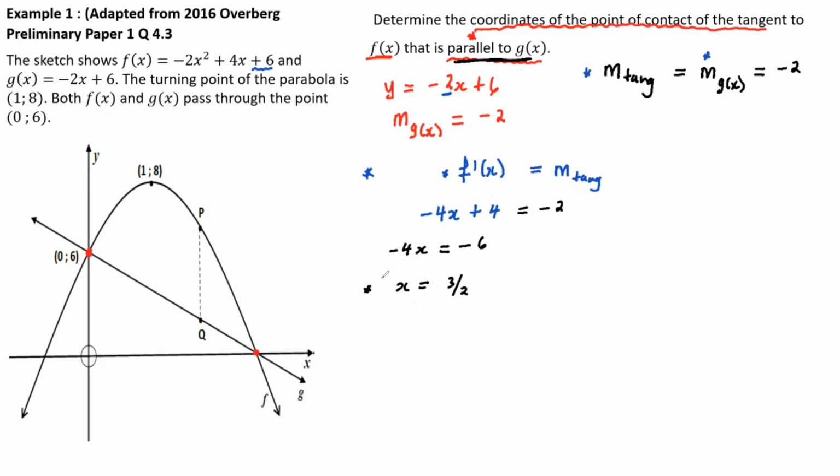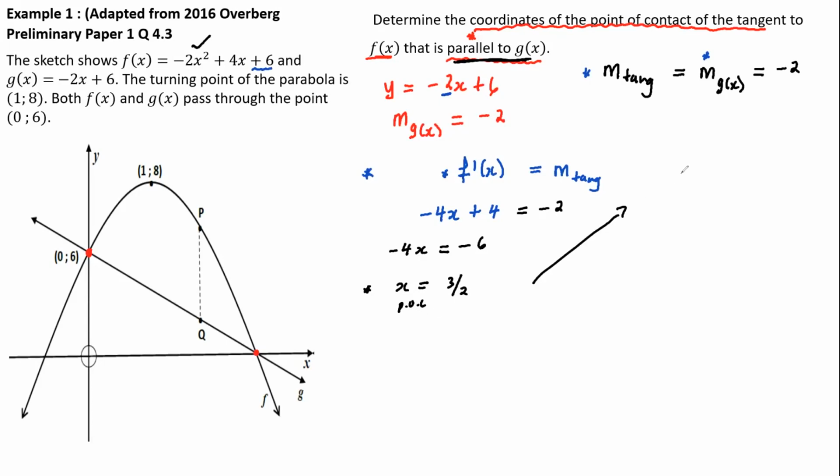To find the y coordinate of the point of contact, all you need to do is take this x coordinate of the point of contact and substitute it into f of x, which is the equation that you know. Remember, you don't know the equation of the tangent. All you know is the equation of the parabola. And so I know that f of x is -2x squared plus 4x plus 6. I have found the x coordinate, and I'm intending on finding the y coordinate of the point of contact.